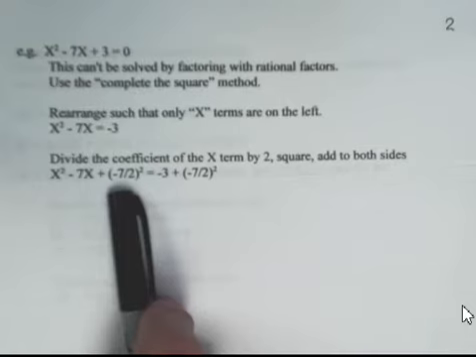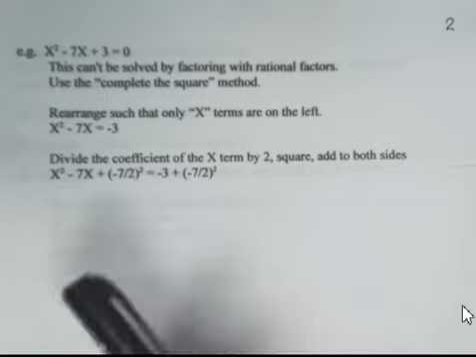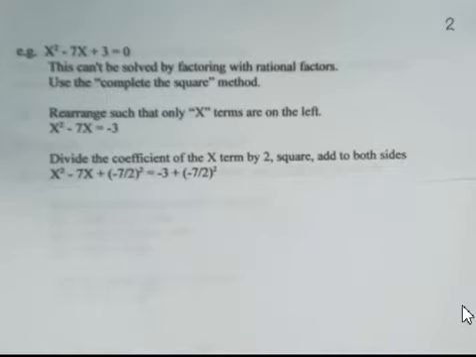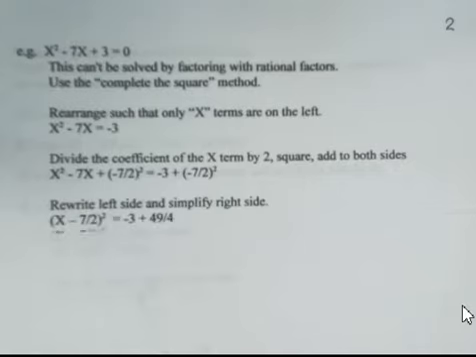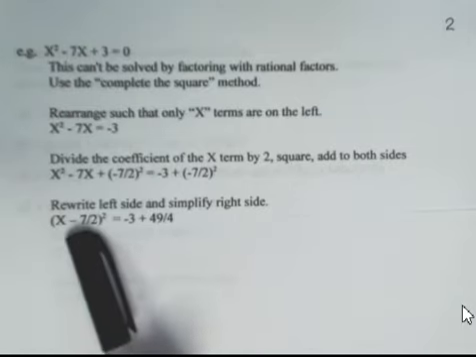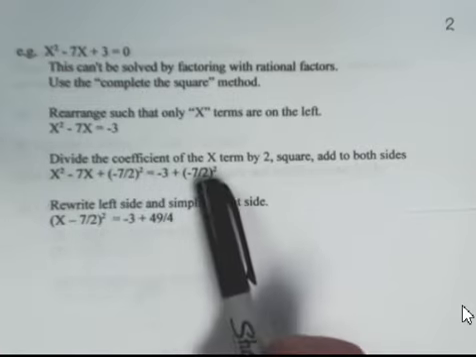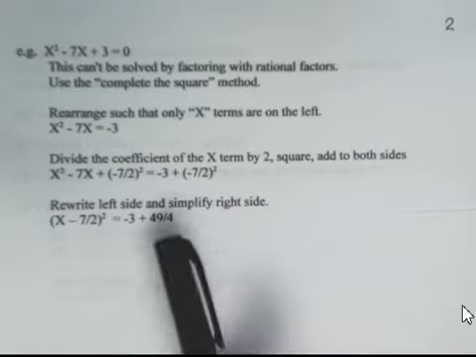So minus 7 divided by 2 in parentheses and squared is added on the left, and it's also added on the right. This is the key step in the completing the square technique. The next key step is to realize that on the left side, you can rewrite this as the quantity x minus 7 halves, squared. You might want to pause the video and write this out. Do x minus 7 halves times the quantity x minus 7 halves, and you'll discover that it does match this left side. On the right side, squaring the minus 7 halves gives a plus 49 over 4.